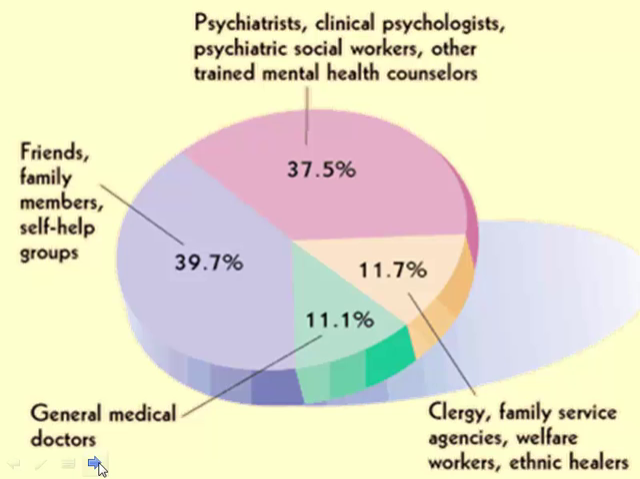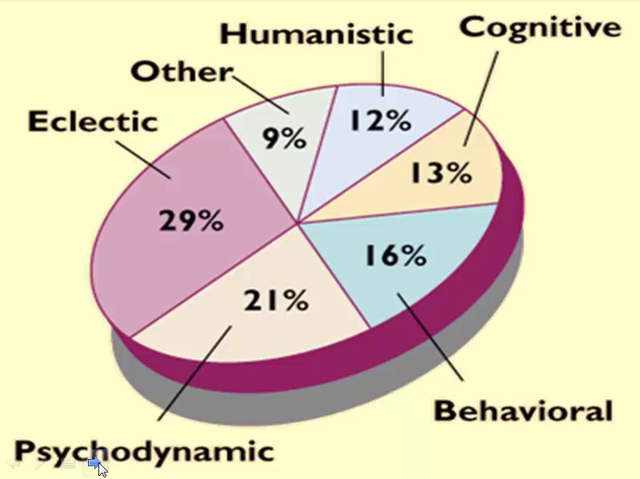This pie chart indicates the proportion of individuals that reported being helped with their problems, whether the help was from psychologists, family and friends, their church, or other medical practitioners. This chart shows the percentage of psychologists from among 1,000 members of the American Psychological Association's Division of Psychotherapy who have various primary psychotherapy orientations.